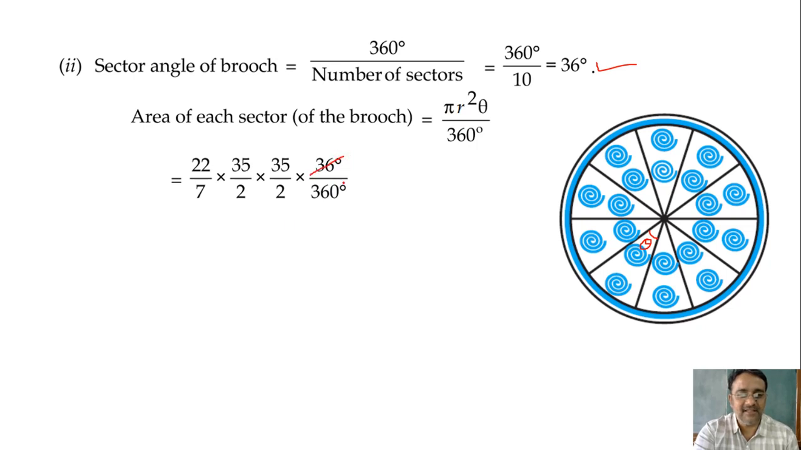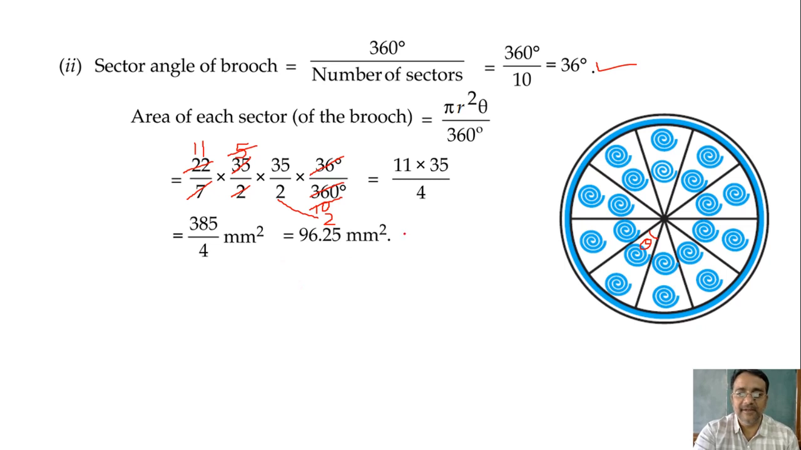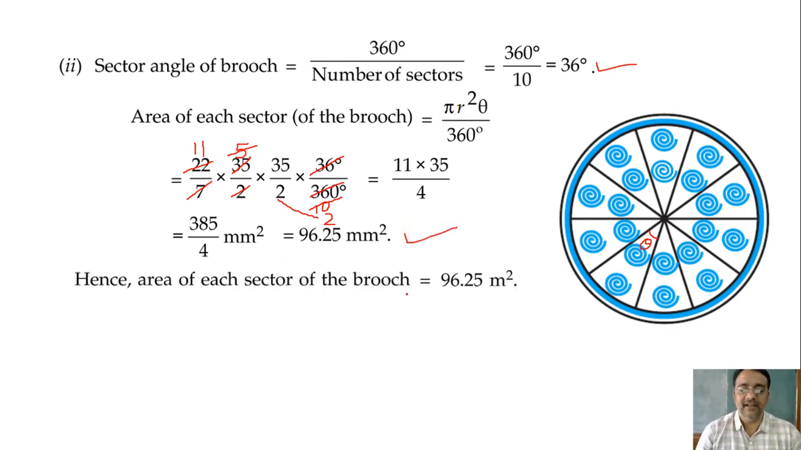इसको यहाँ पे कैंसिल कर सकते हैं 10 से, राइट. एक 2 यहाँ पे कैंसिल कर लो 11, एंड ये भी कैंसिल कर सकते हैं यहाँ पर 5, और ये भी कैंसिल कर सकते हैं 2. So 35 into 11, 385 divided by 4. Right, so 96.25 millimeter square. So this is the required area.